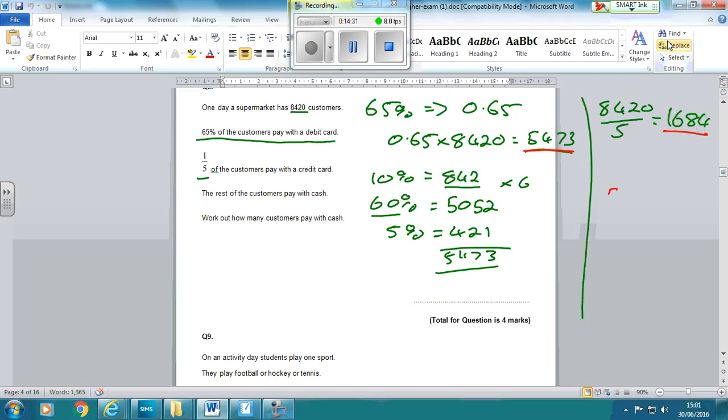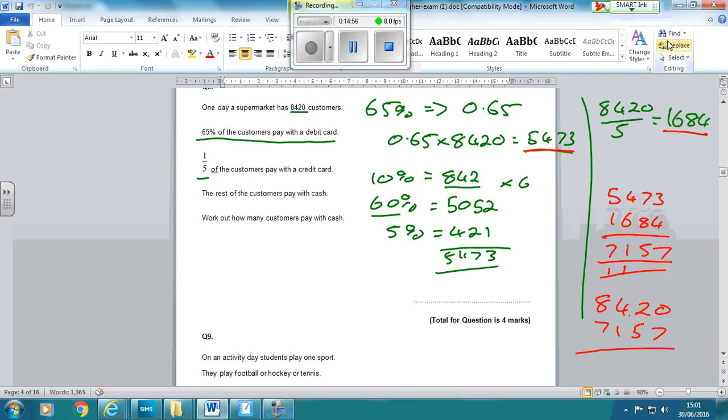So if we do 5,473 plus 1,684, we get 7, 5, carry the 1, 1, carry the 1, 7. So 7,157 people pay by card, and we've got to take that away from 8,420. Now, of course, you can do this on a calculator. I'm just going through the longhand method.